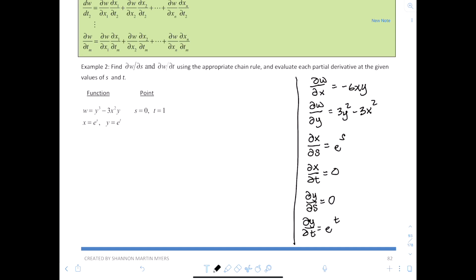So now we know that in general, the first partial of w with respect to s is going to be the first partial of w with respect to x times the first partial of x with respect to s plus the first partial of w with respect to y times the first partial of y with respect to t. No, sorry, s. That'll be the next one.